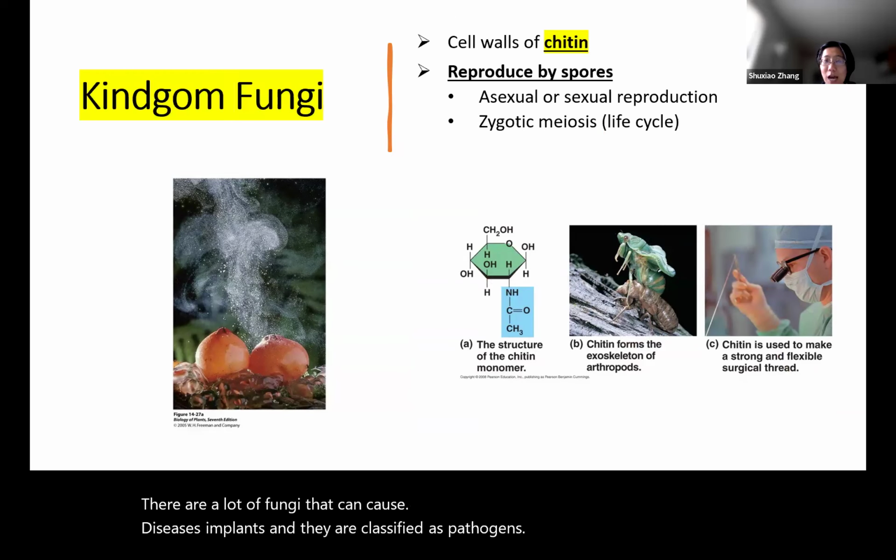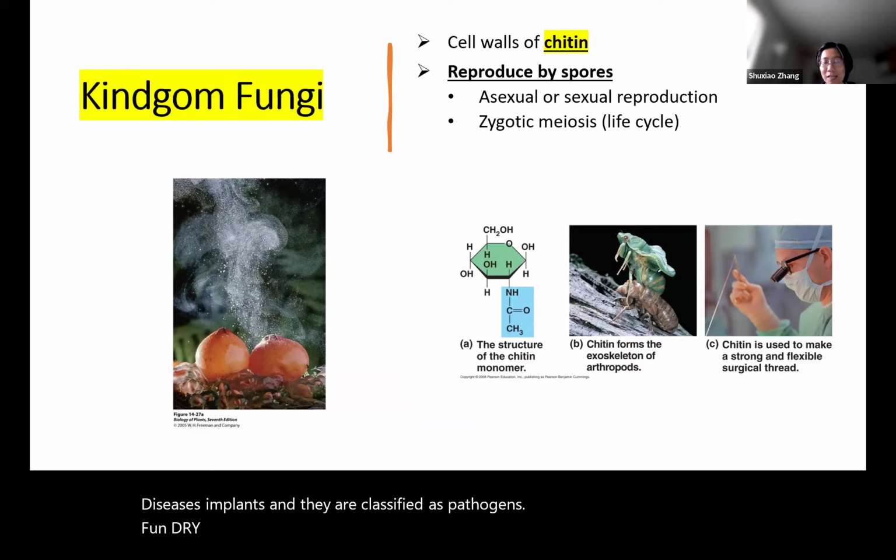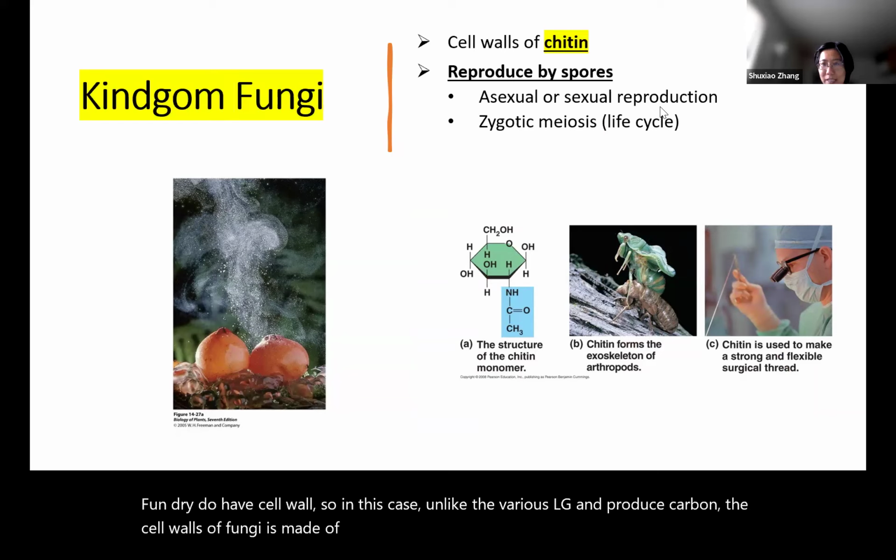The fungi do have cell walls. In this case, unlike the various algae and plants, the cell walls of fungi are made of chitin, which is the same material that makes up the exoskeleton of insects, shown in this middle image on the right.